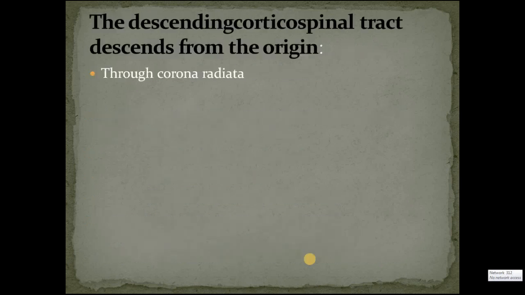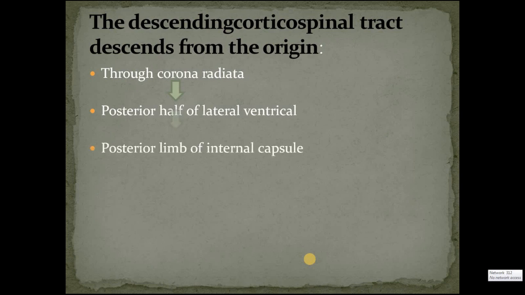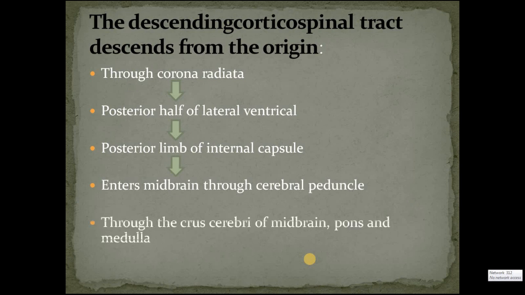So now let's learn the pathway of the descending corticospinal tracts. It descends through the corona radiata to the posterior half of the lateral ventricle, and from there it descends into the posterior limb of the internal capsule. Then it goes to the midbrain through the cerebral peduncle, and through the crus cerebri of the midbrain, pons and the medulla.